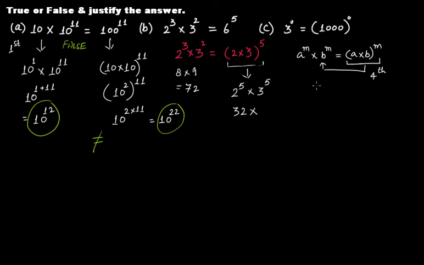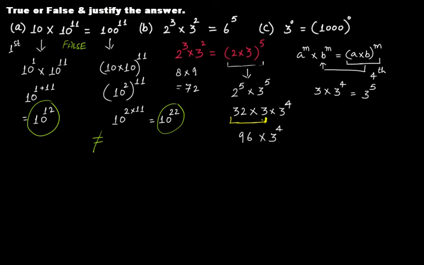I can write 3 to the 5th power as 3 times 3 to the 4th power, right? Why? Because if you solve it using the first law of exponents, this is 3 to the 5th power only. So if I write 3 times 3 to the 4th power and focus only on the multiplication between these two numbers, 32 times 3 gives you 96. So this is actually 96 times 3 to the 4th power, right?